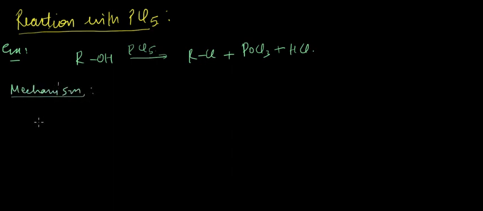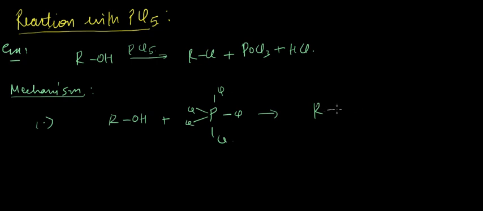First, in the first step, what happens is ROH plus PCl5 actually makes the bond weaken between O, and O gets a partial positive charge because it actually forms a bond with P, and this bond actually breaks just like in SN2. One Cl minus is released from the P atom.